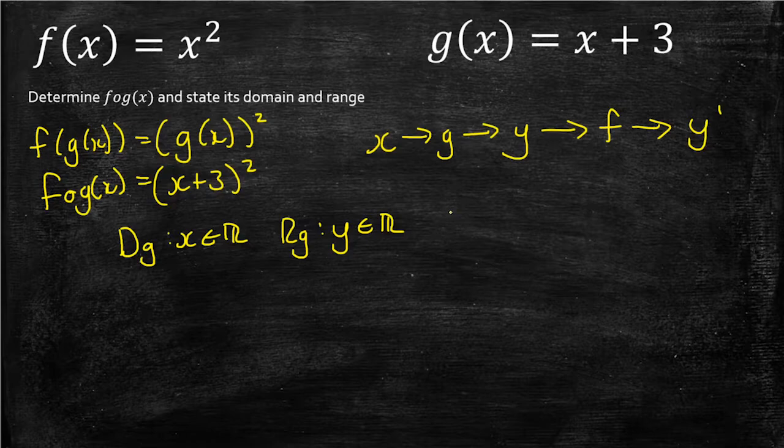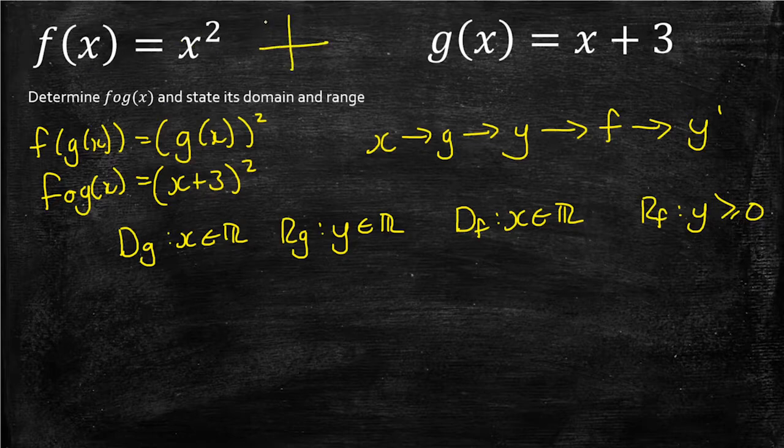Those y values of g will be put into the domain of f, and currently the domain of f is x can handle anything, and the range of f is going to be y is greater than or equal to 0, because again f of x is x squared, which is a quadratic with a turning point at (0, 0). So that's going to be our f of x up there.